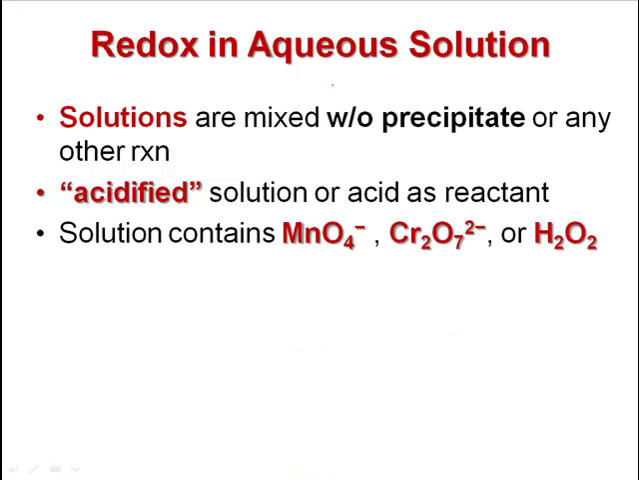These are the other ions you want to look for. If it has that, it's redox. Very, very high chance. It'll usually give you more information that'll confirm your suspicion. All right, do you guys recognize this ion here? Yep.